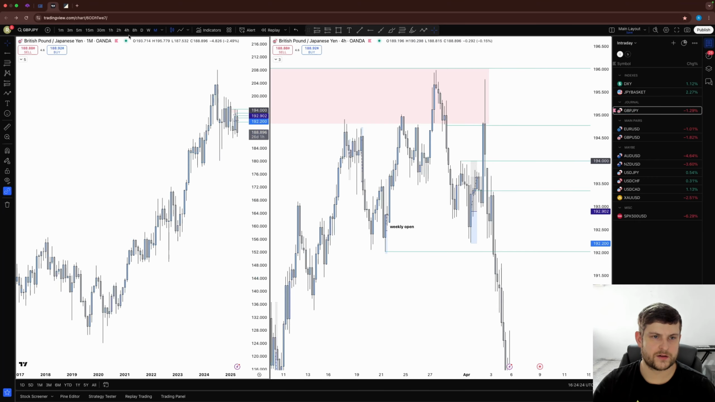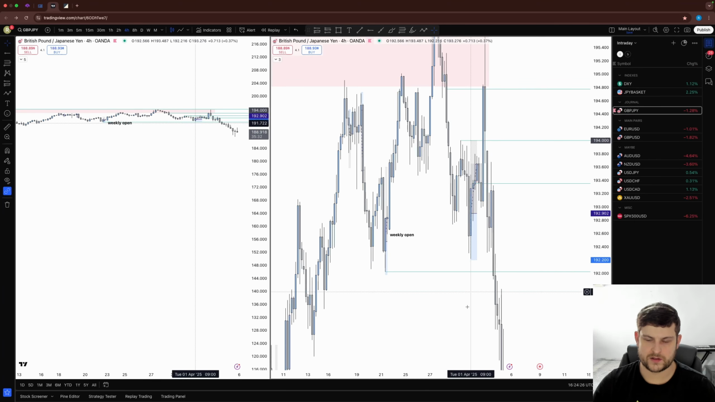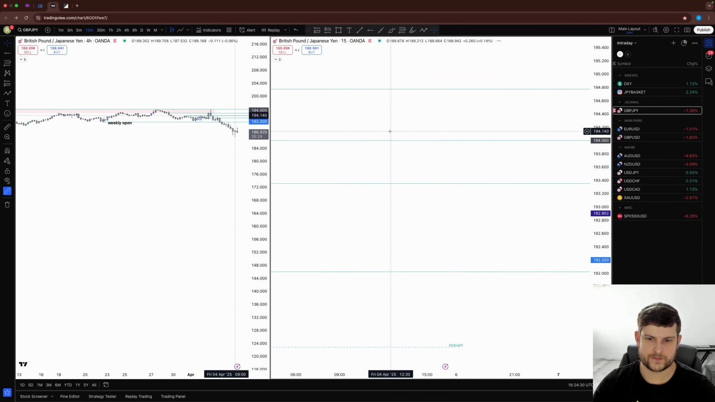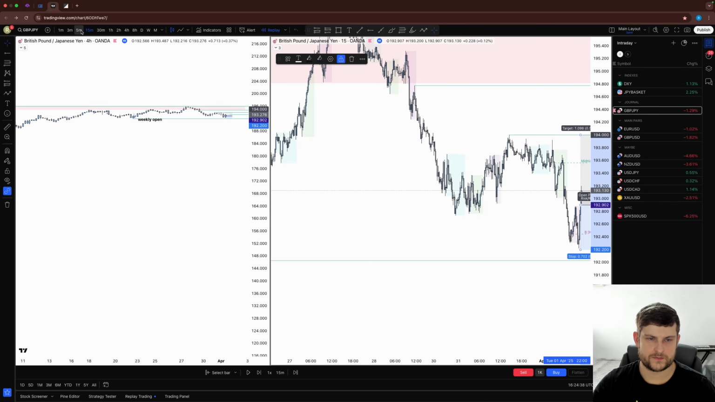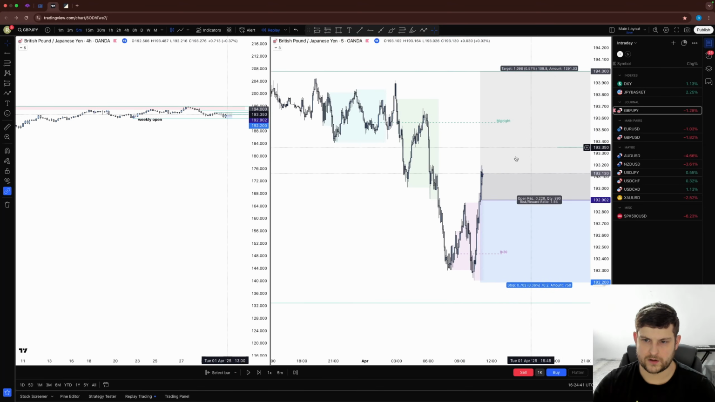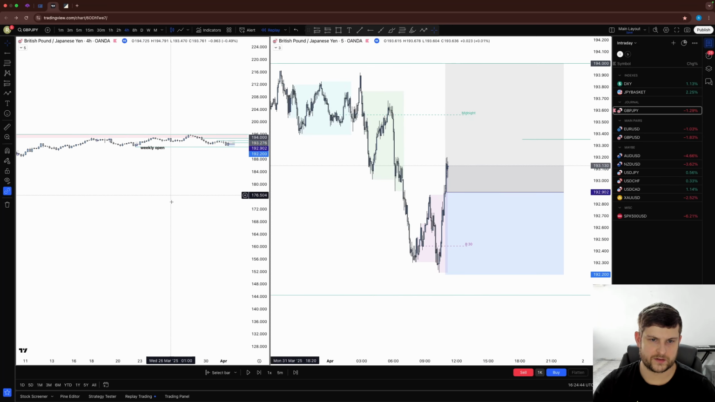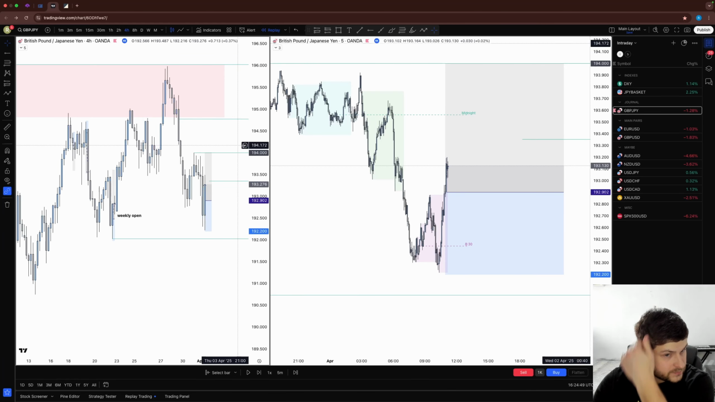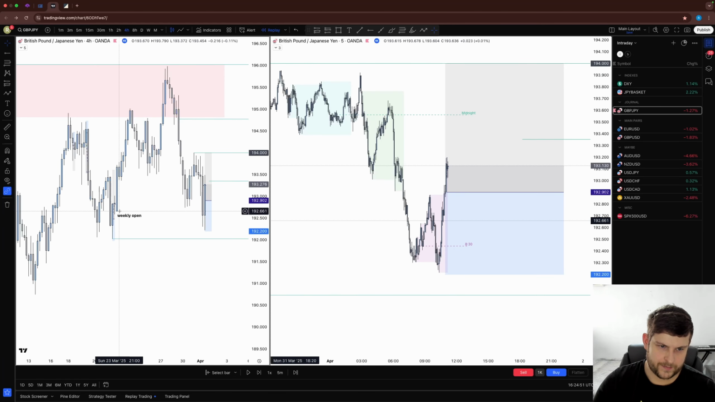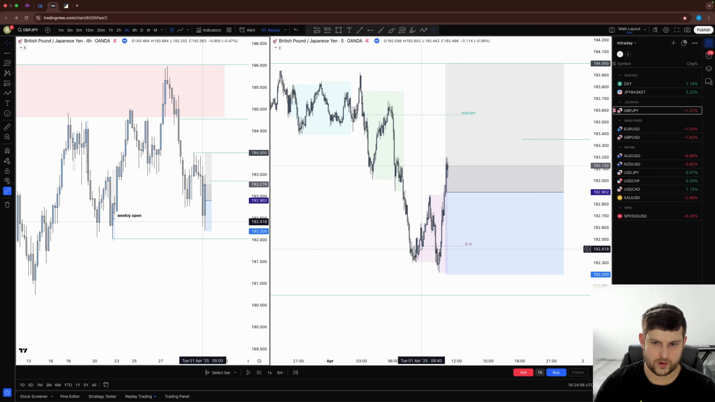GBP JPY, 4-hour. Okay, in that case, I have to rewind. Okay, so this was the 5-minute. Let's check the 4-hour. This is a weekly open here. So we swept weekly liquidity. Okay, we are also at the low of the day. We also have a nice little buyer's trap here.